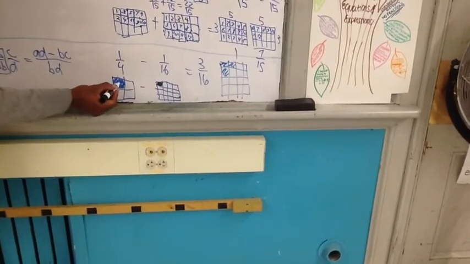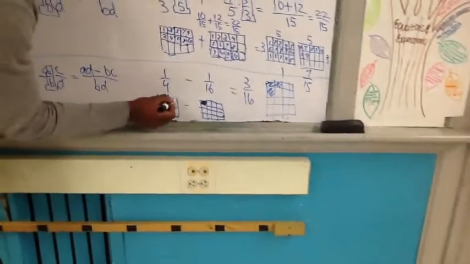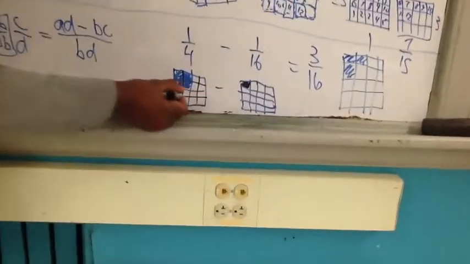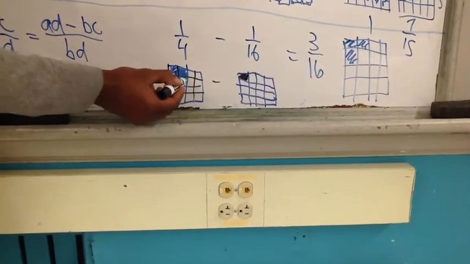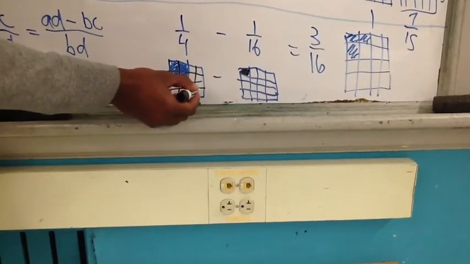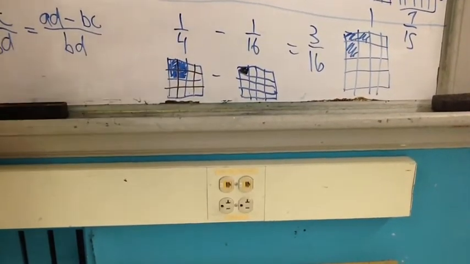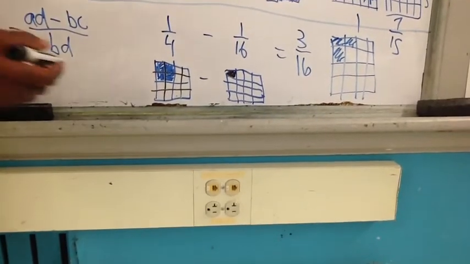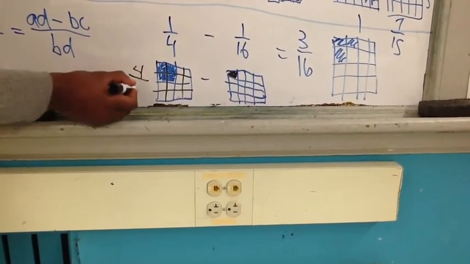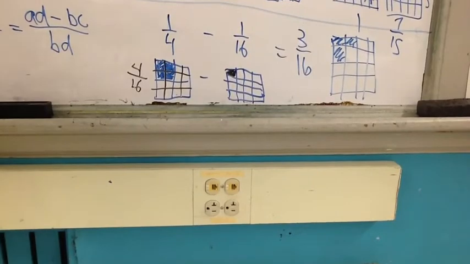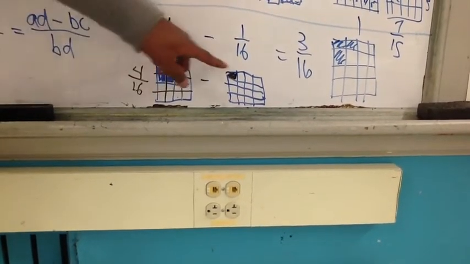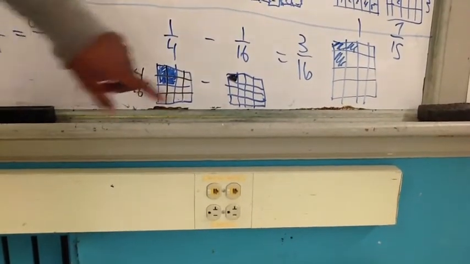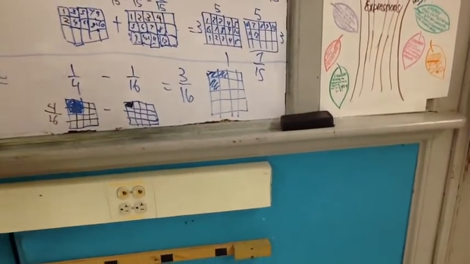So here, I can take this and I can divide it into 16 spaces. 1, 2, 3, 4, 5, 6, 7, 8, 9, 10, 11, 12, 13, 14, 15, 16. And I see that 1/4 is actually equivalent to 4 over 16. And if I have 4 over 16, or 4 spaces of the 16, and I subtract 1 of those spaces, I'll get 1, 2, 3 spaces out of 16 spaces.